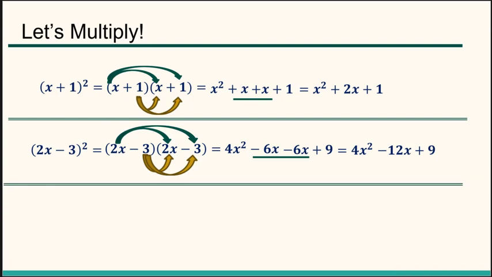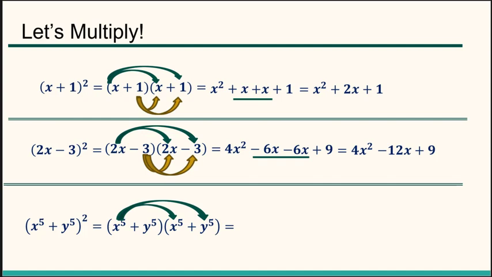Let's look at another one. We have the quantity x to the fifth plus y to the fifth, all squared. So just write this out twice. That's the easiest thing to do, because that way you won't forget that you need to distribute the x to both those terms and the y to both those terms.